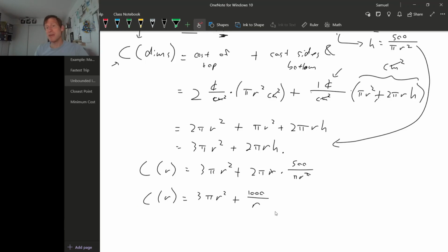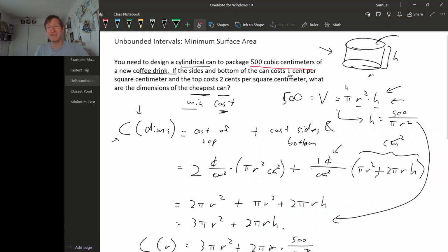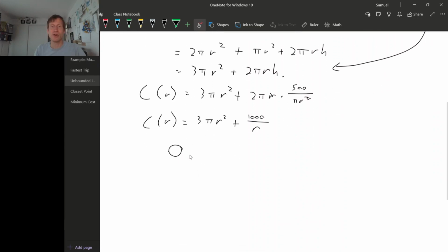We need to come up with a domain that makes sense. So what is the smallest domain that makes sense? Well, the radius definitely can't be any smaller than 0, but in fact the radius can't actually be 0, because then we couldn't make the volume be 500. If the radius is 0, the volume is going to be 0. So to make the volume 500, the radius has to be strictly positive. So r has to be strictly greater than 0. You can see in the formula that r can't be 0 because you can't divide by 0. But there's also a geometric reason that r can't be 0.